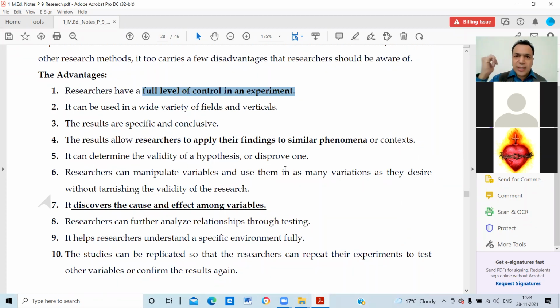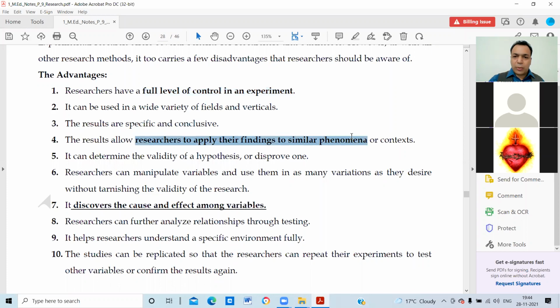Okay, vaccines for the coronavirus are developed in a laboratory, under controlled situations. As a researcher, we have full control over the experiment. Second, it can be used in a wide variety of fields and verticals. The results are specific and conclusive. The results allow researchers to apply their findings to similar phenomena.